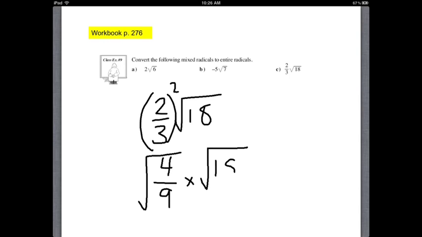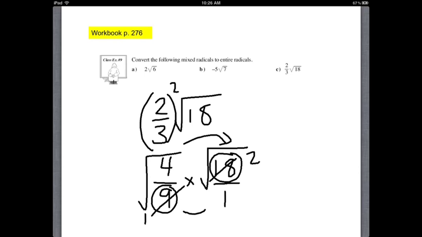Now the cool part about that is we can actually reduce this quite a bit. If you need to, put 18 over 1 and you'll see it. It's just like fractions way back in the day. 9 and 18 can be reduced, so let's do that. These can both be reduced by 9, this becomes a 1, this becomes a 2, and then you multiply straight across. So what you're left with is the square root of 8.